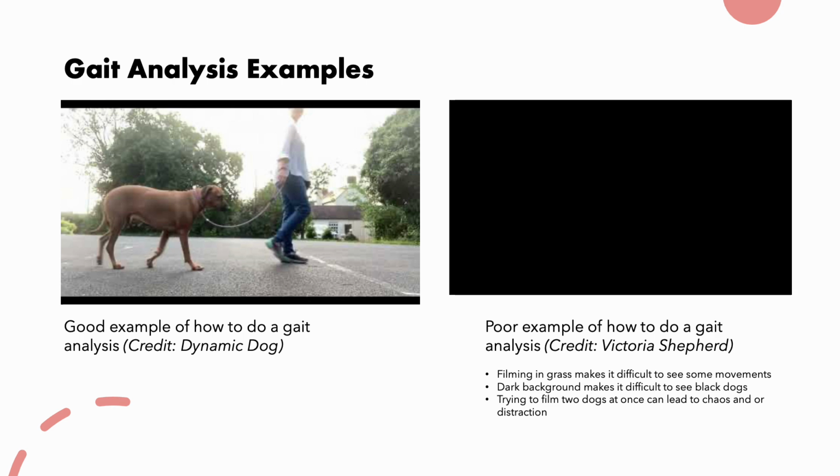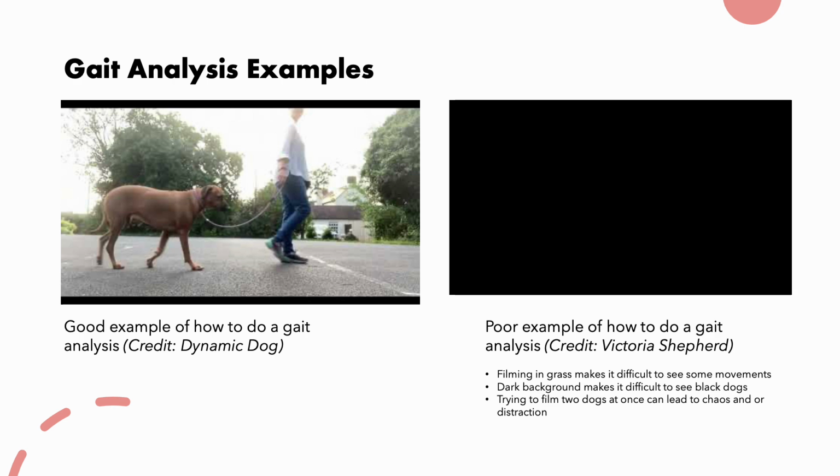The video on the right is one that I created, and in looking back at it, rather than calling it a poor example of how to do a gait analysis, I'm going to call it a great example of how not to do a gait analysis. I did learn some things from doing this exercise of what not to do. And that includes don't film in grass because it can make it difficult to see some of the movements, especially in small dogs.